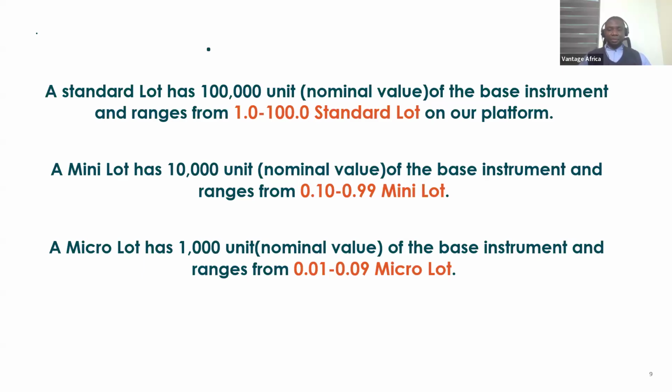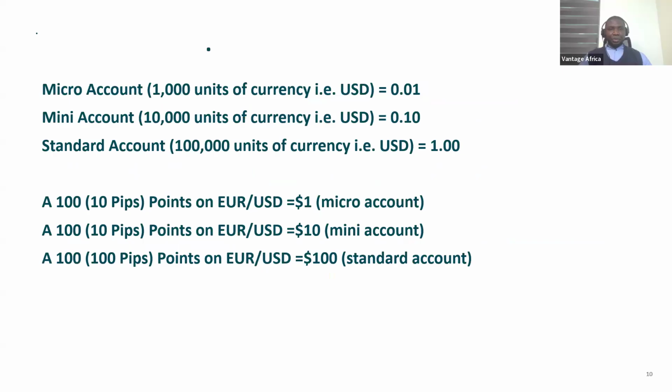All right? So yeah. Now this is what I said before. Micro accounts have 1,000 units of currency, i.e. USD. It could be USD, it could be whatever the base currency is that we're dealing with here. This represents 1,000 units of currency.